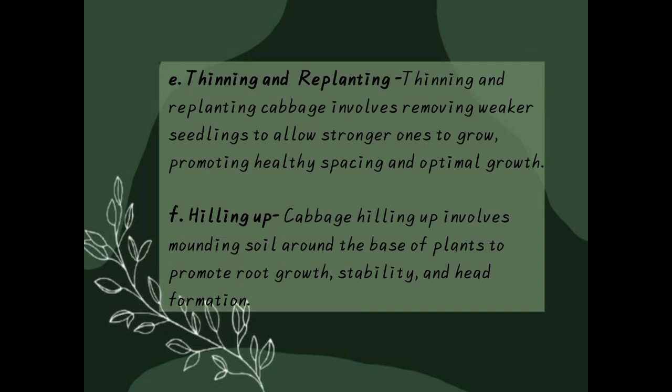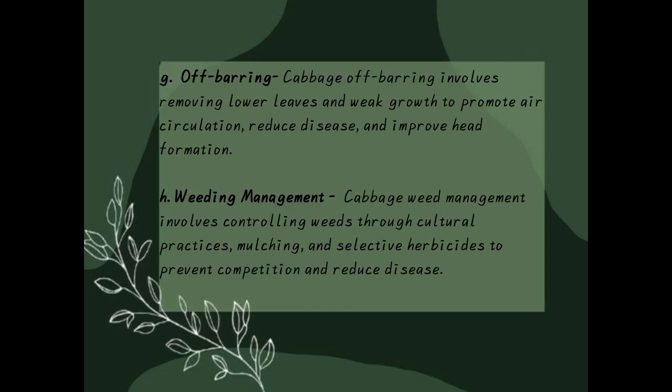Next is thinning and replanting. Thinning and replanting cabbage involves removing weaker seedlings to allow stronger ones to grow, promoting healthy spacing and optimal growth. Next is hilling up. Cabbage hilling up involves mounding soil around the base of plants to promote root growth, stability, and head formation. Next is the defoliation. Cabbage defoliation involves removing lower leaves and weak growth to promote air circulation, reduce disease, and improve head formation.